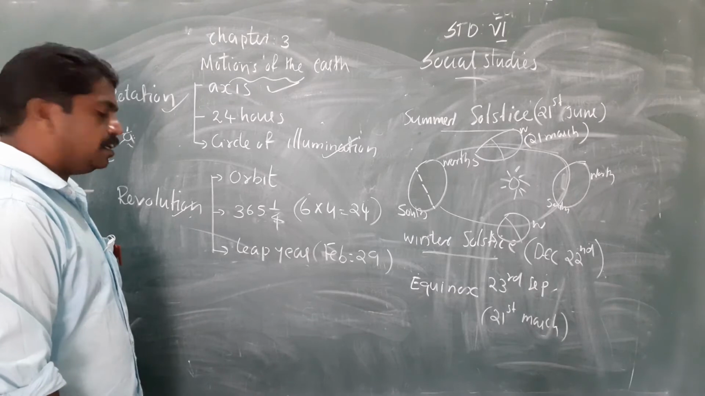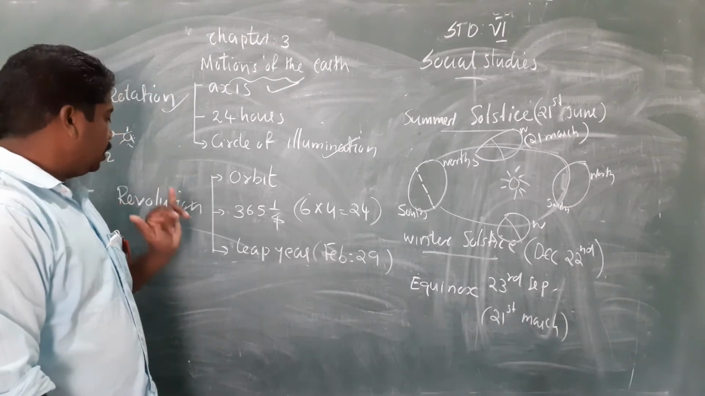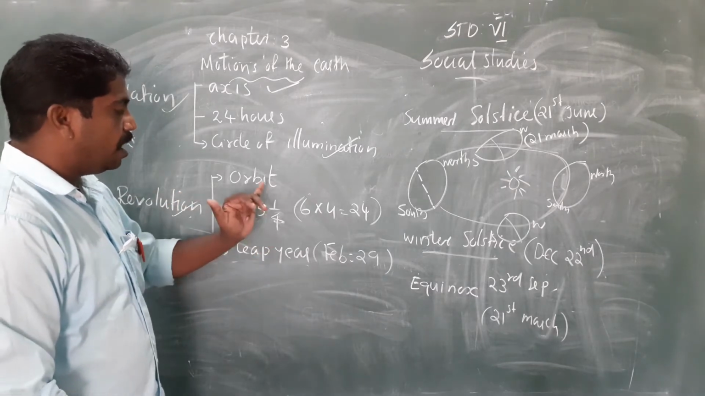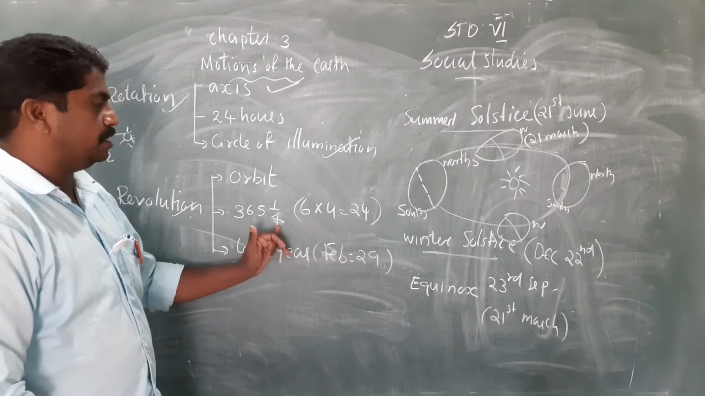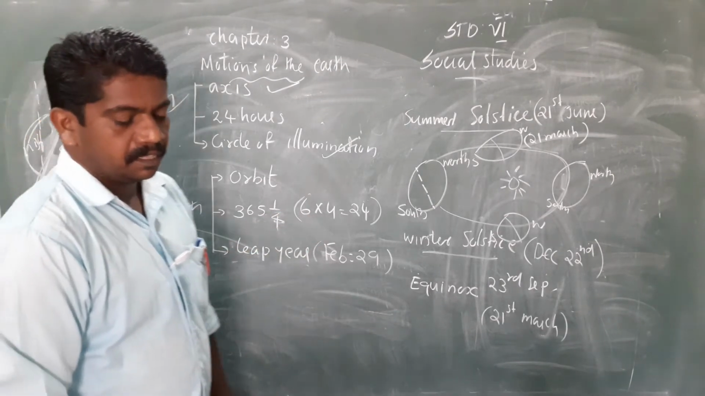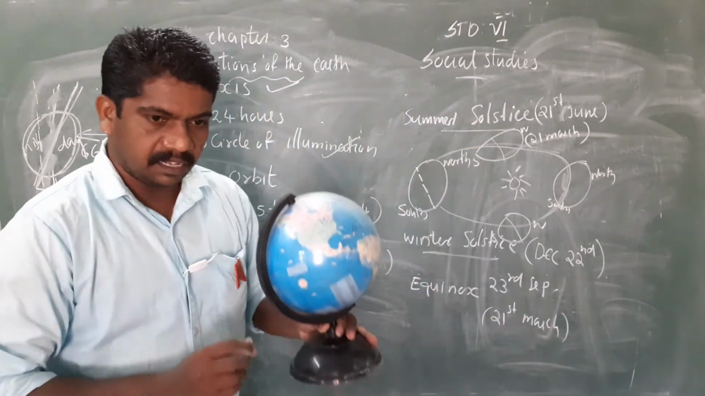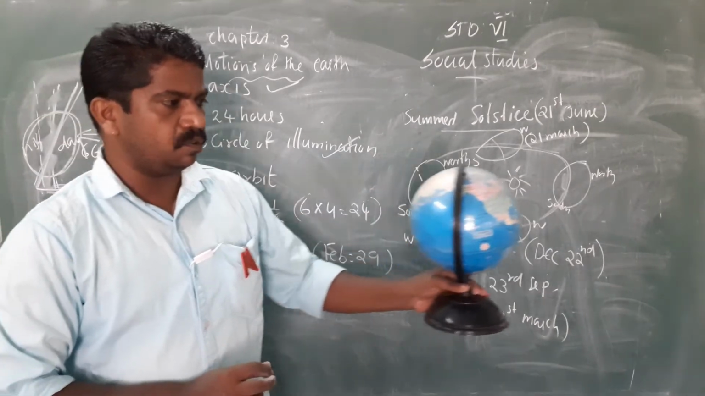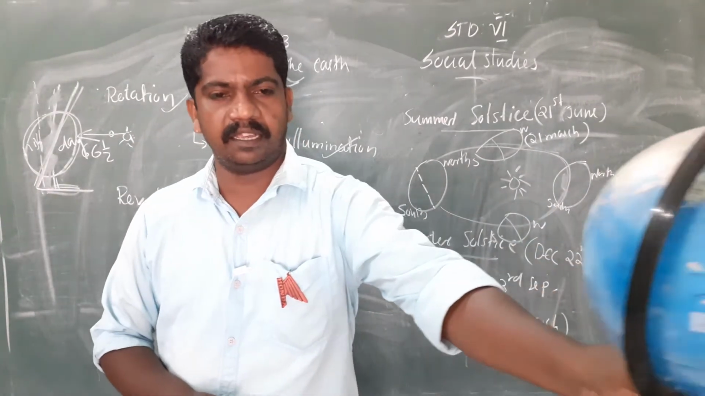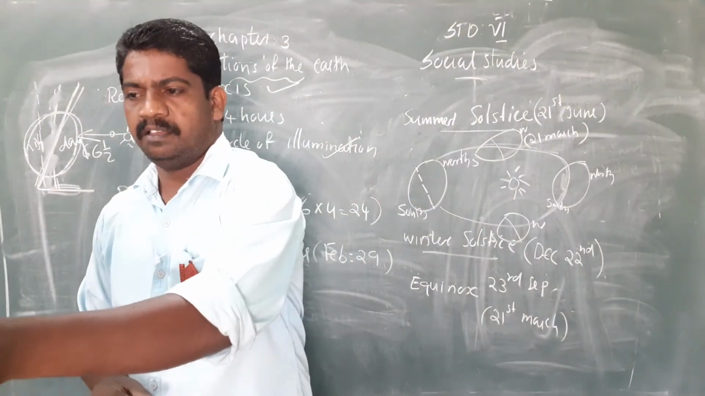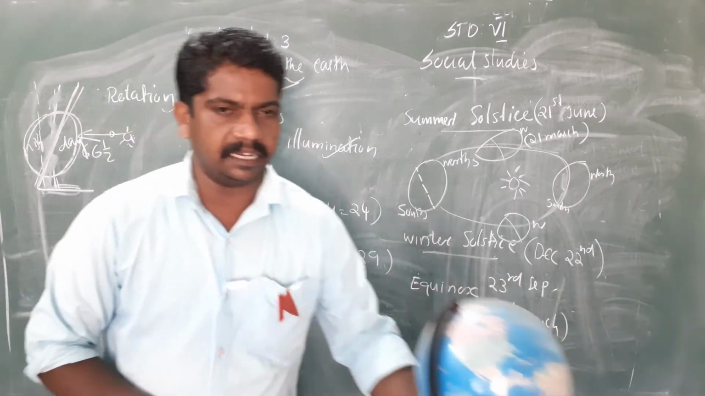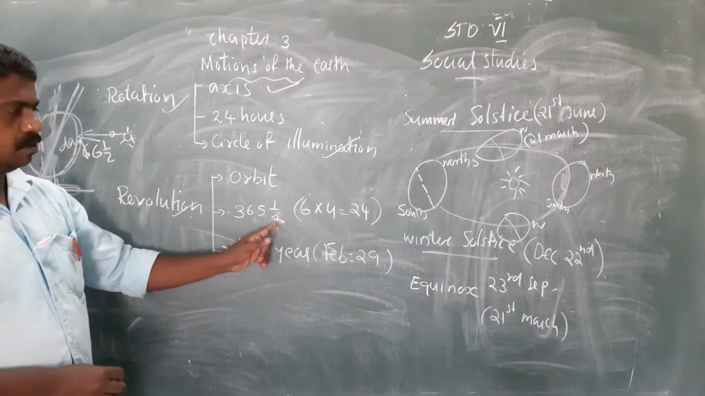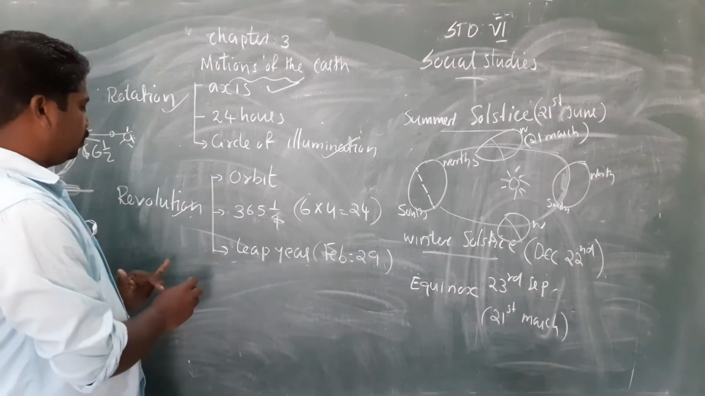The other movement of the earth is revolution. The earth takes 365 and 1/4 days to complete one revolution. Okay, that means this is our earth. It is staying here and it will start the journey from here around the sun and rotates like this and again rotating, and when it comes here it will take nearly 365 1/4 days. Okay, so this is revolution.